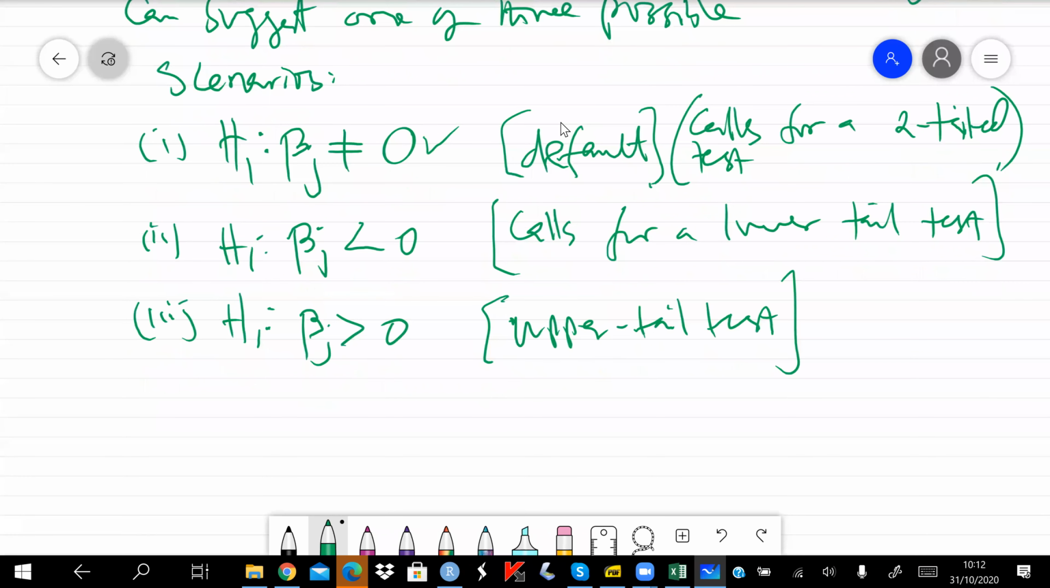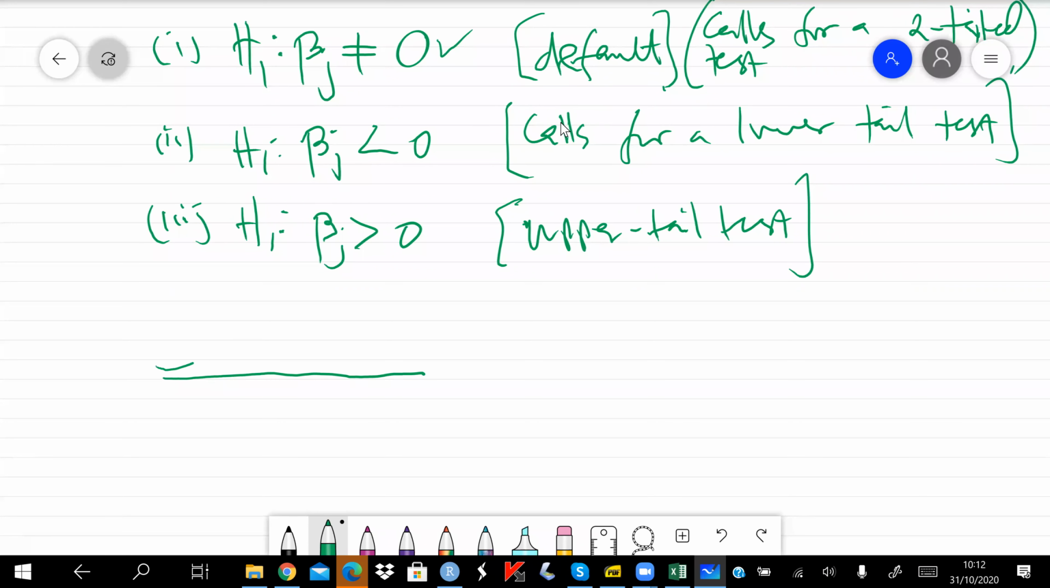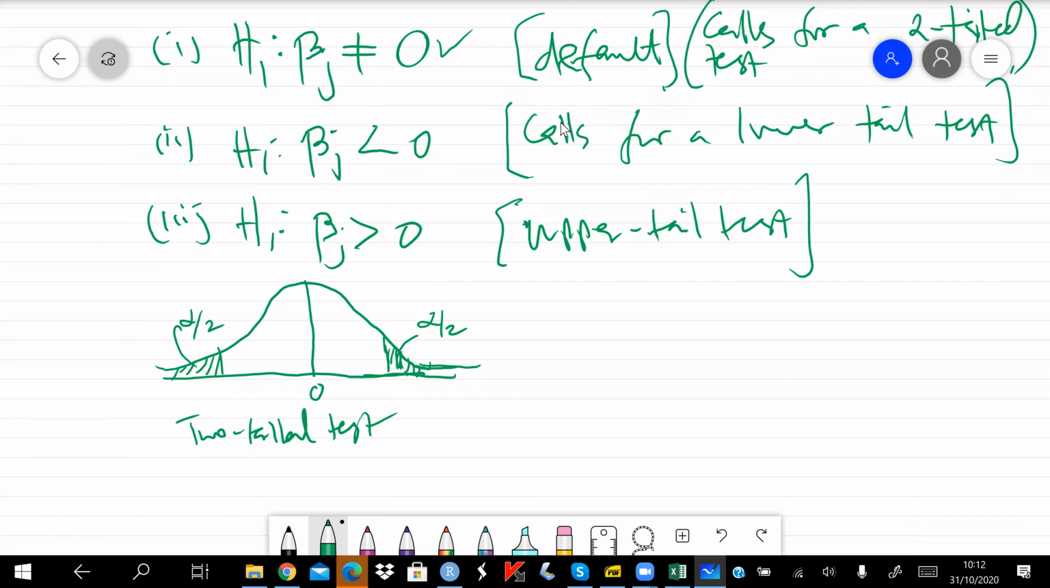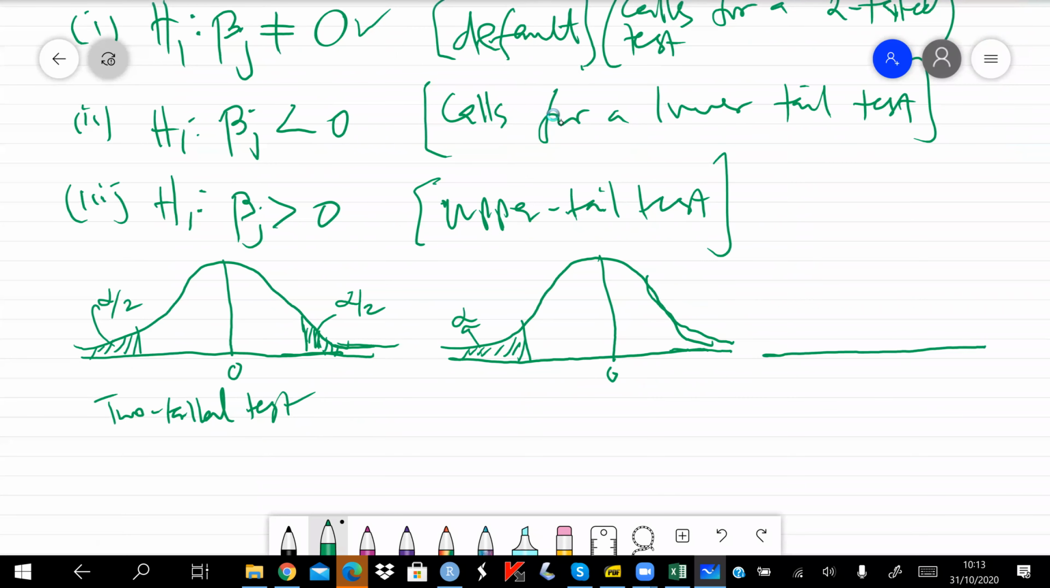When we talk about a two-tailed distribution, if you assume either the T or the normal distribution, we're talking about this. This is what you call a two-tailed test. So the shaded part here is alpha over 2, and here is alpha over 2. This is 0. Then you can have a lower tail test. Assume this is symmetrical. Then you have alpha there. Then you can have the upper tail test, which looks like this.